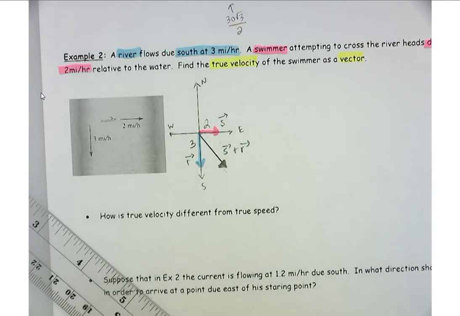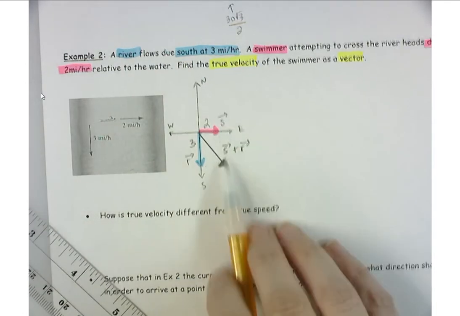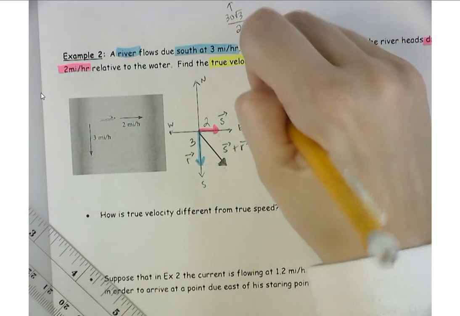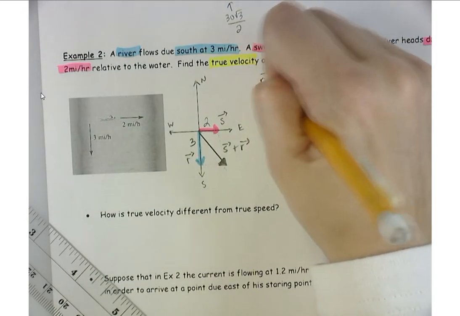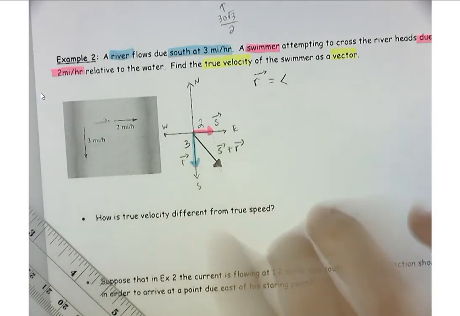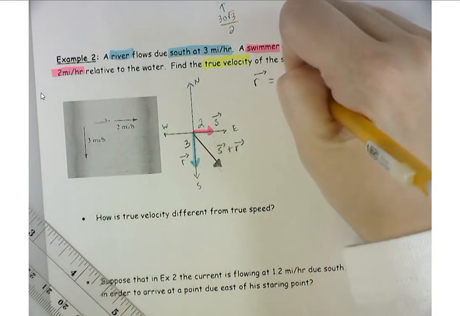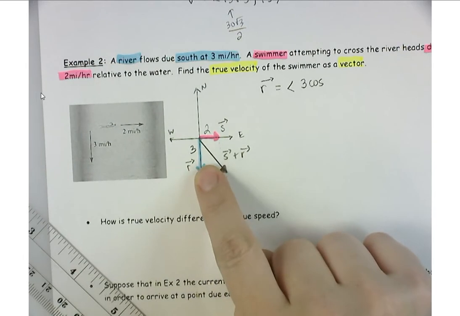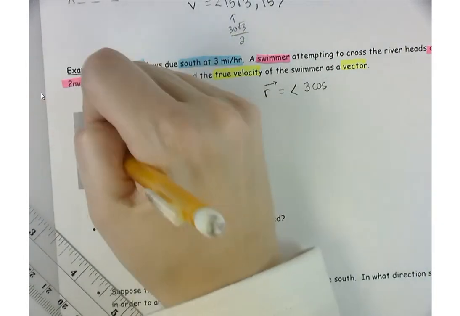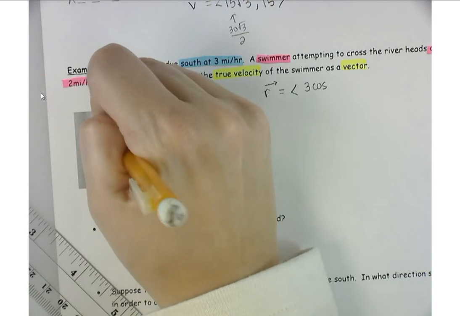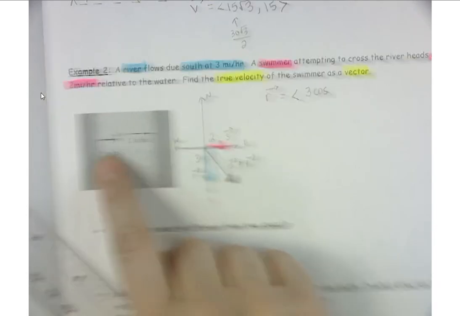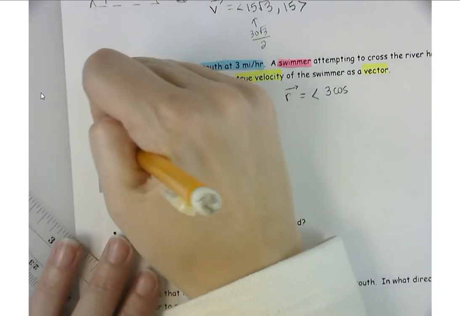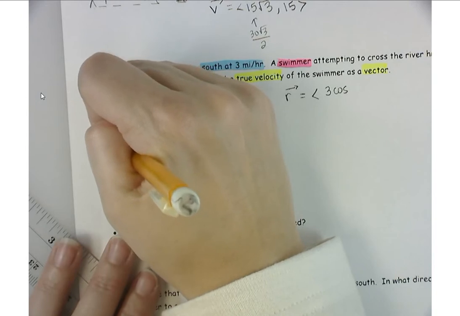If we're going to find the true velocity, which is the swimmer plus the river, first we have to find the vectors for the river and the swimmer. So for the river, we did this yesterday. This would be 3 cosine of... Now, what is your theta value going to be? So we can use this picture to help us, right? If this is the river, our theta value is going to be right here, which is going to be what?